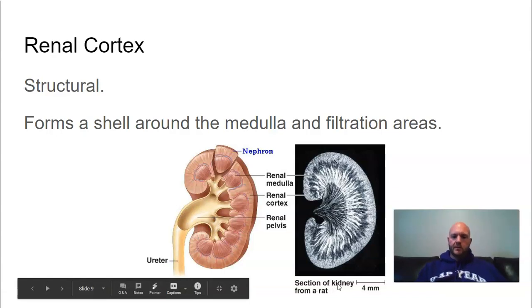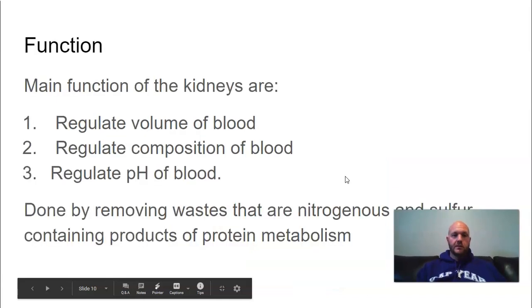Oh look, section of a kidney from a rat. I'm really good at making these slides.